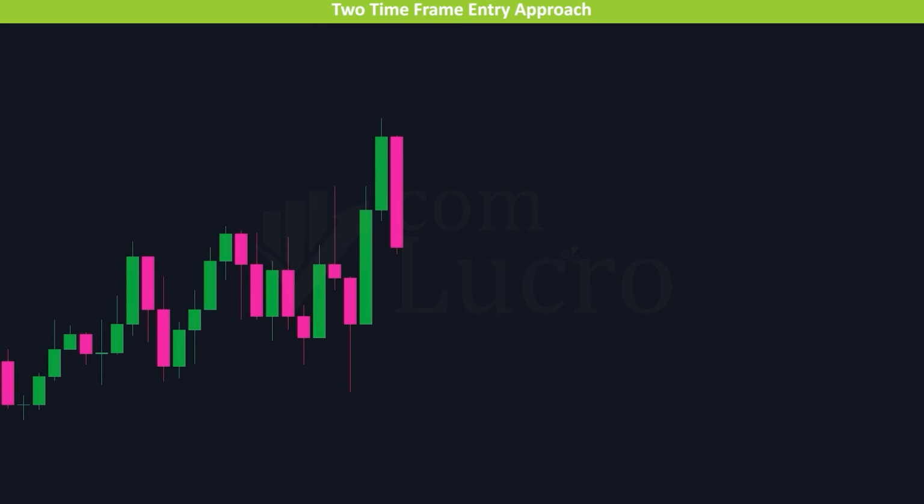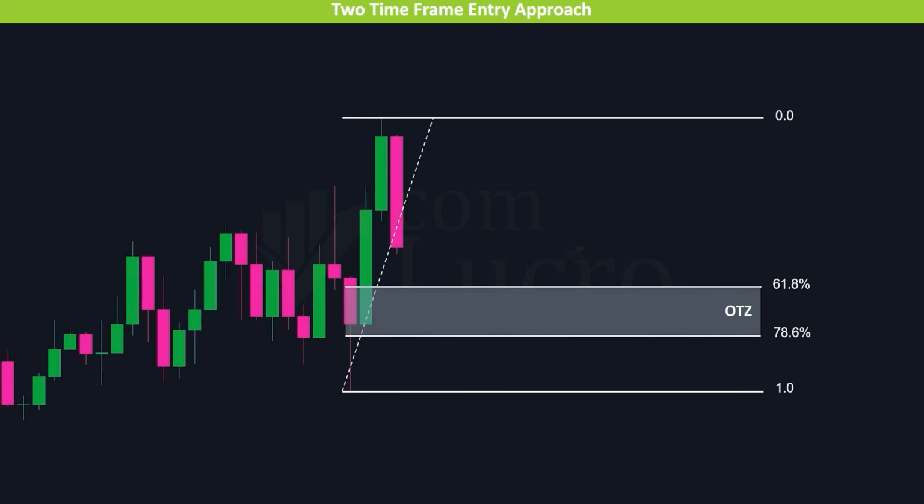And then we zoom into a lower time frame, like the 15-minute or 5-minute chart, to find confirmation and execute the entry. Let me walk you through the process. On the 30-minute chart, we can clearly identify an uptrend. We apply the retracement tool and define the optimal trading zone.